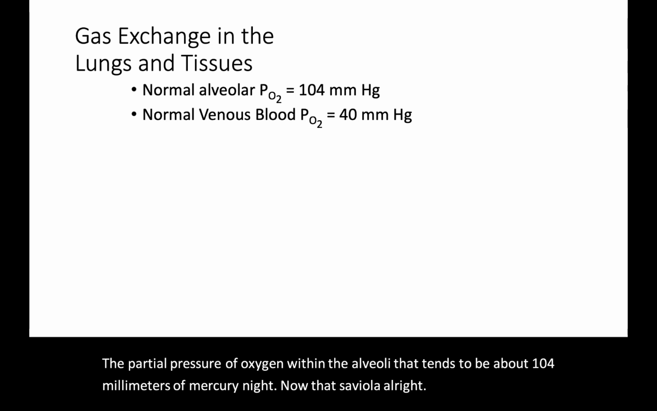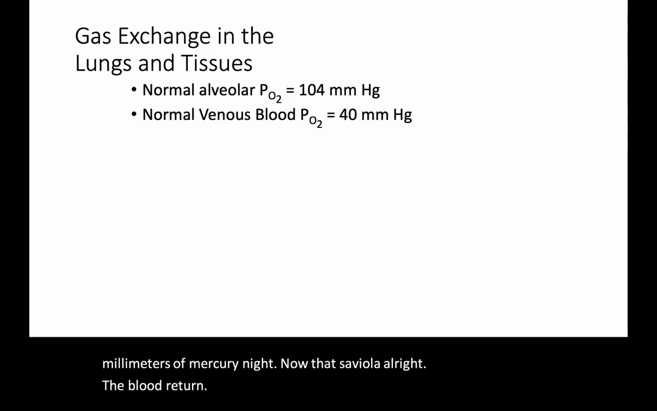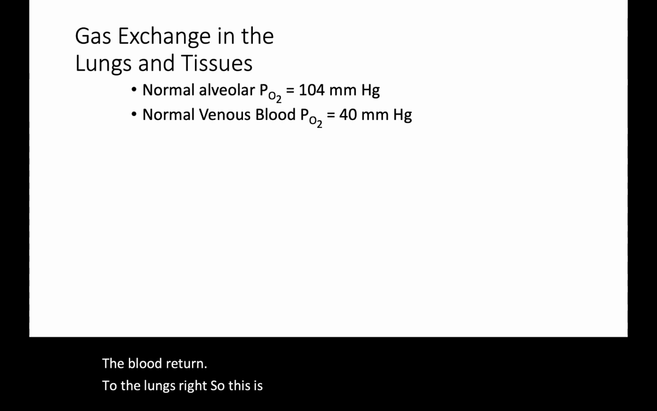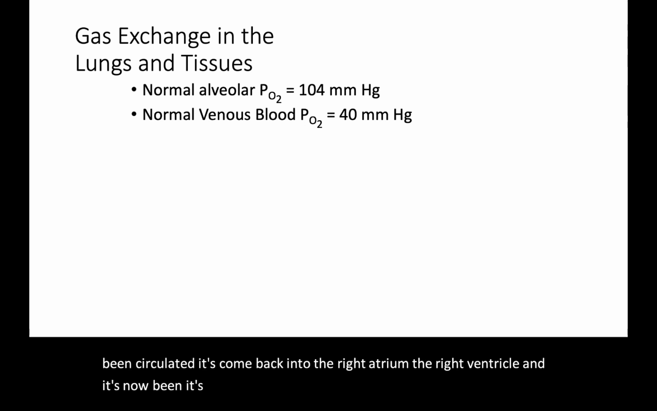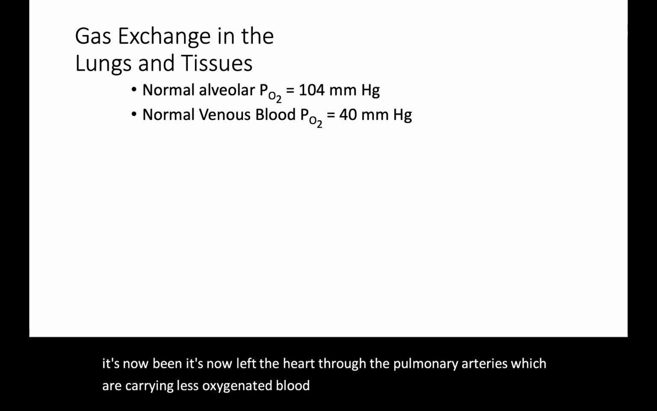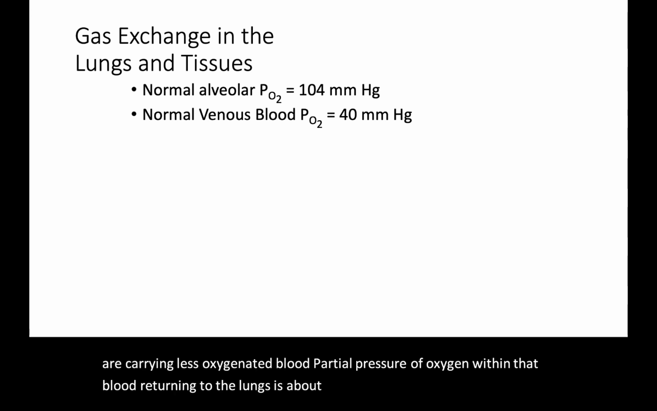The blood returning to the lungs, right? So this is the venous blood. This is the blood that has now been circulated. It's come back into the right atria and the right ventricle, and it's now left the heart through the pulmonary arteries, which are carrying less oxygenated blood. The partial pressure of oxygen within that blood returning to the lungs is about 40 millimeters of mercury.